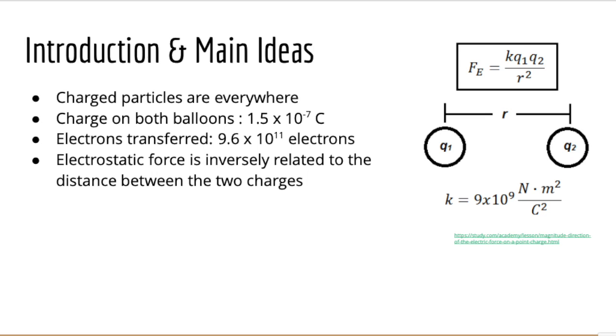This lab challenged us to design an experiment that would allow us to determine the charges on two balloons. Using a string, two balloons, a wool sweater, and some of Newton's laws, we found that each balloon had a charge of approximately 1.5 times 10 to the negative 7th coulombs, meaning that 9.6 times 10 to the 11th electrons were transferred while charging the balloons. This was done by taking the charge of a balloon and dividing it by the charge of an electron, which is 1.6 times 10 to the negative 19th coulombs.